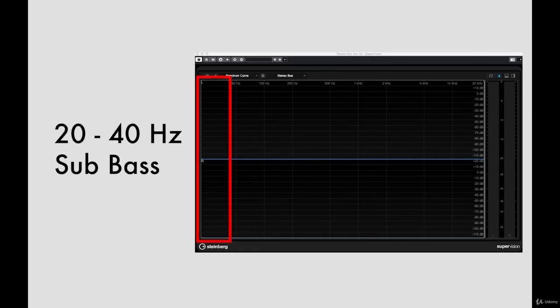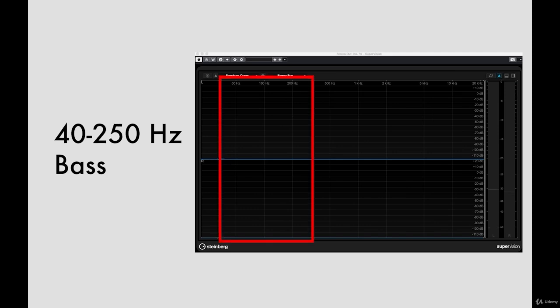The area between 20 to 40 Hz is called the sub-bass range. You may not be able to hear this if you're listening with small speakers. The sub-bass range is the kingdom of sub-kicks, 808s, and the first few keys of a grand piano. This range is usually felt rather than heard, and it gives the listener a sense of power.